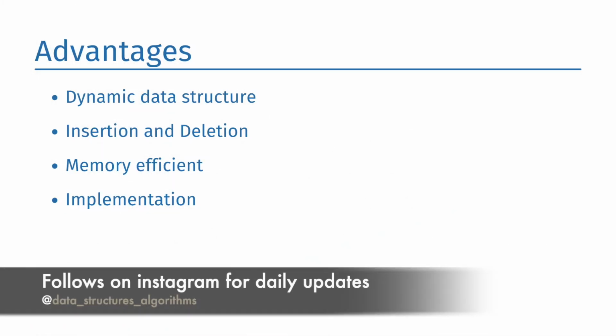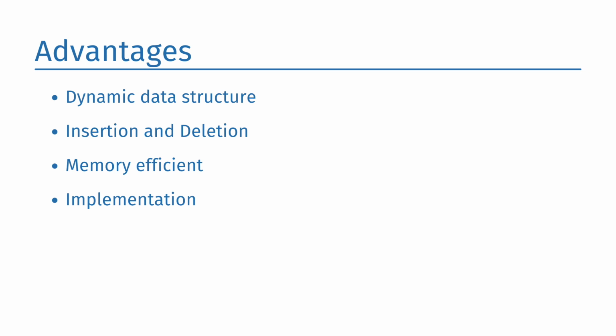Advantages: dynamic data structure. The size of the linked list is not fixed as it can vary according to our requirements. Insertion and deletion in the linked list are easier than arrays. As the elements in an array are stored in consecutive locations, the elements are stored in random locations in the linked list. The complexity for the insertion and deletion of elements from the beginning is big O of 1 in the linked list, while in the case of an array, the complexity would be big O of n. Memory efficient. The size of the linked list can grow or shrink according to our requirements. Implementation. Stacks and queues are implemented using a linked list.